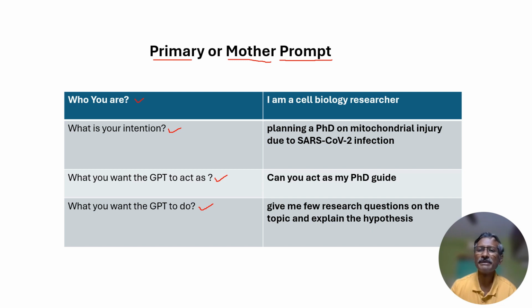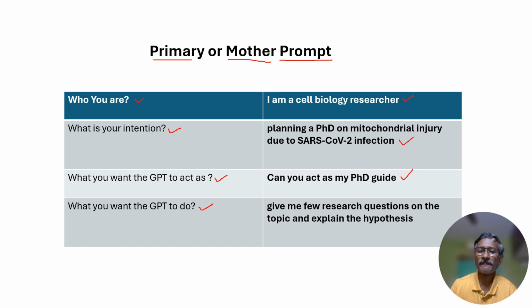So first thing we are telling is who you are. We are telling that I am a cell biology researcher. Cell biology researcher means that you are a postgraduate and you expect a higher level of information from the artificial intelligence model. Then you are telling what your intention is: you are planning a PhD on mitochondrial injury due to SARS-CoV-2 infection. Then you want the GPT to act as your PhD guide. So the level of information you are asking from the GPT model is quite high.